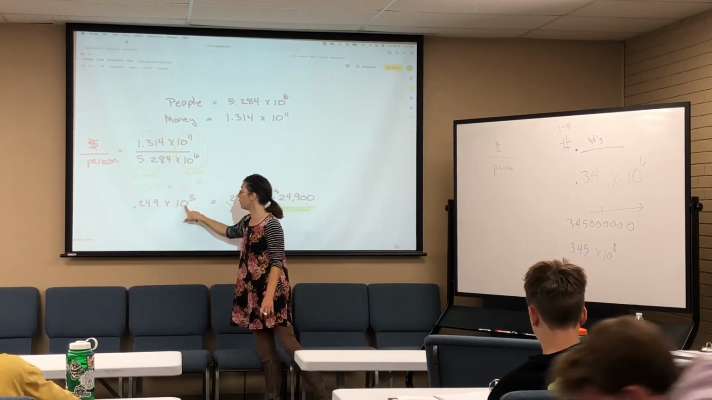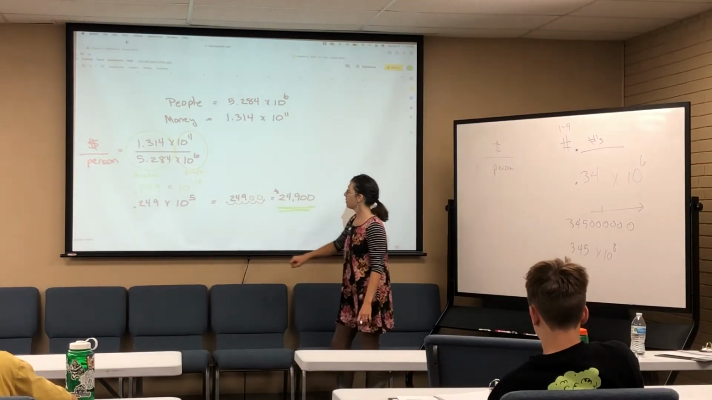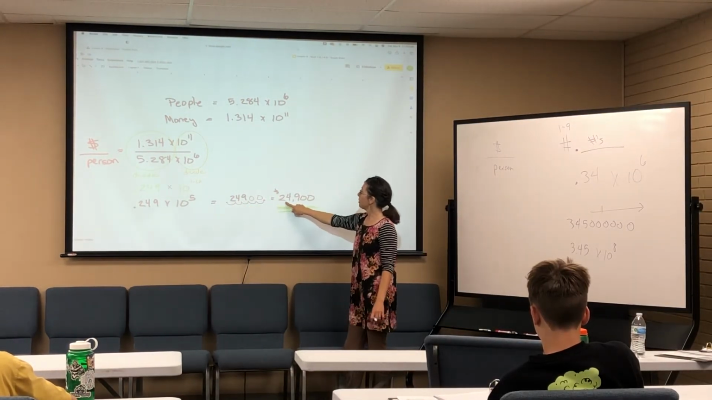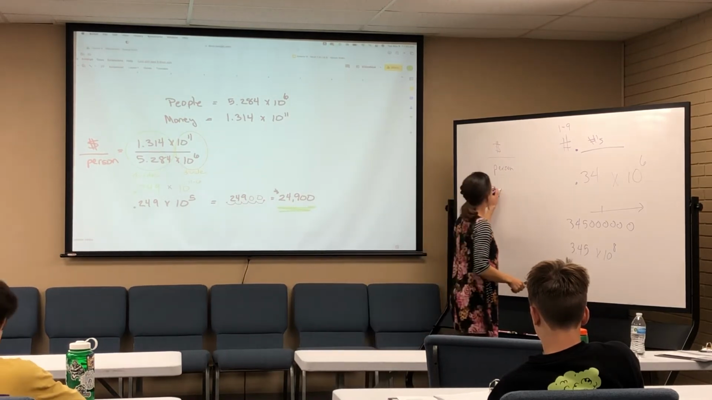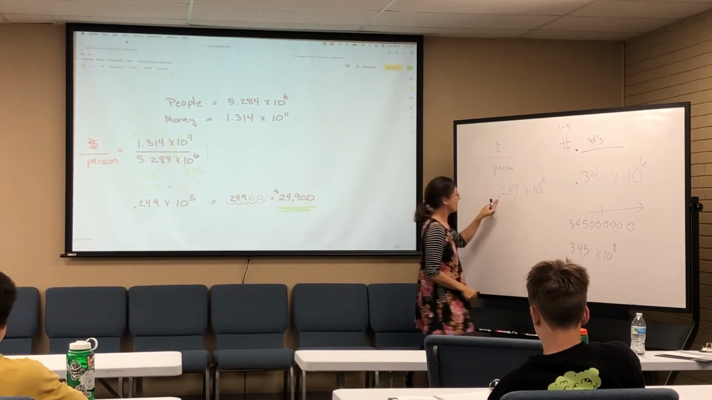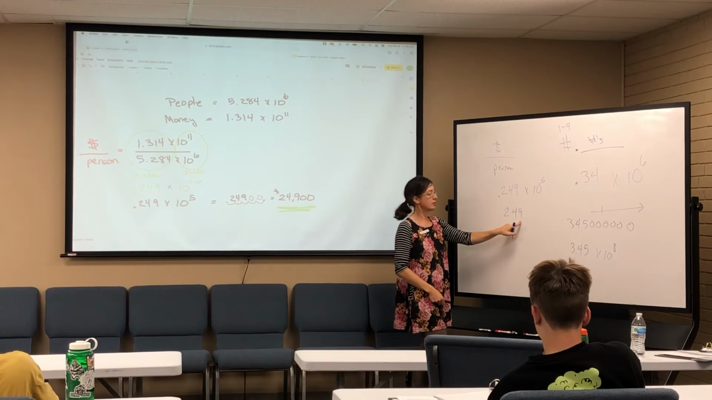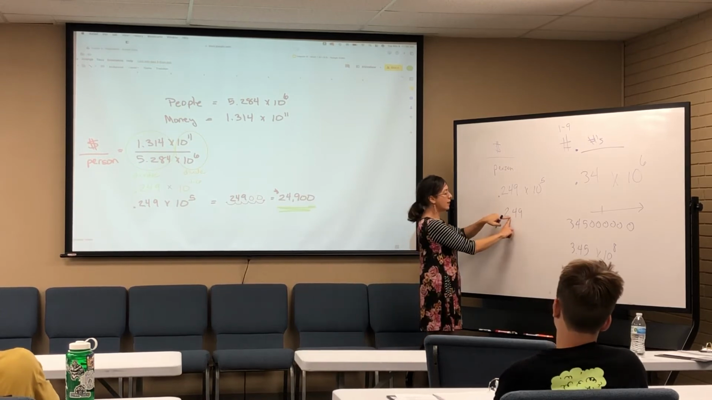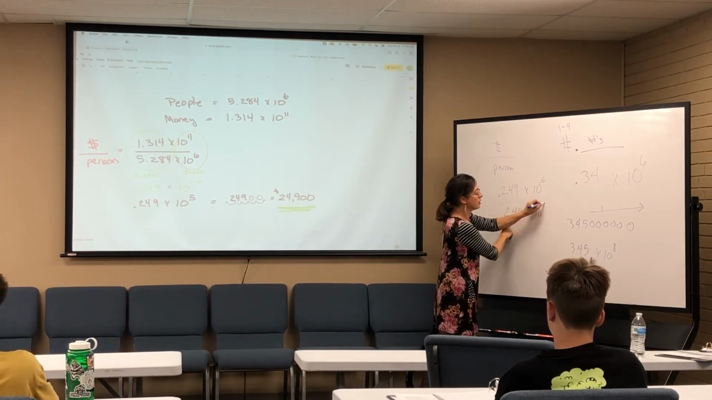Now, this is a problem because I have a 0. So what does it really tell me it is? 24,900. If we had 0.249 times 10 to the 5th, I can't have my decimal there. It has to be 2.49. So how do I get from here back to there? I would go -1. So that means I'm going to subtract 1 here.